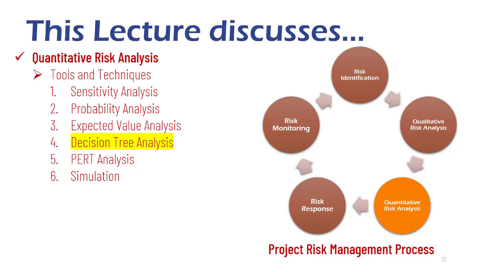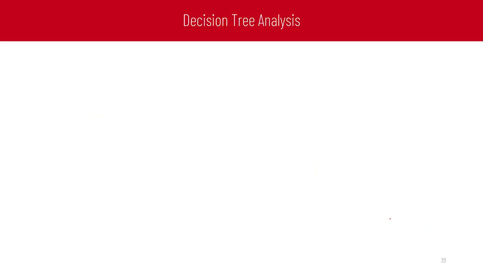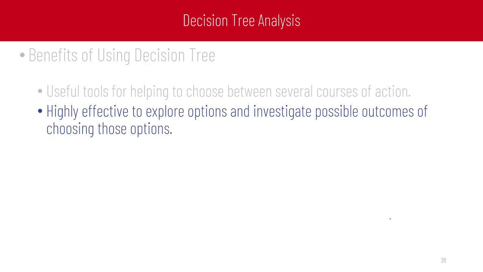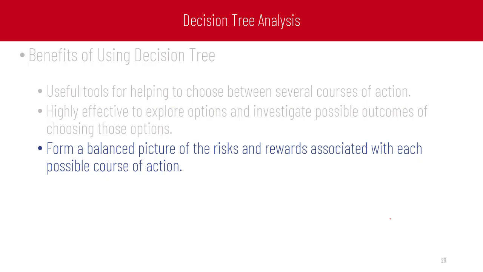The next quantitative risk analysis tool is the decision tree analysis. The benefit of using a decision tree is that it is a useful tool for helping to choose between several courses of action. If we have several courses of action and we need to take a decision to take only one of these courses, the decision tree will be a useful tool. It's highly effective to explore options and investigate possible outcomes of choosing those options, and to form a balanced picture of the risk and reward associated with each possible course of action.